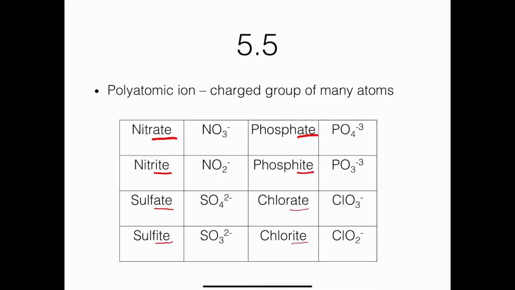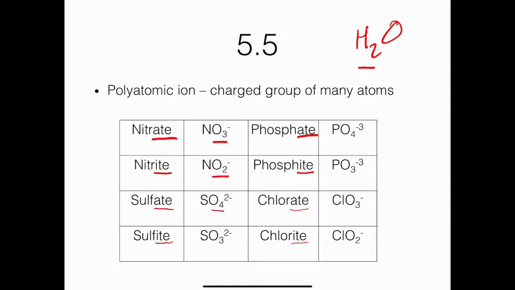So remember, when we look at a formula, something like H2O, we can see that the 2 means we have 2 hydrogen, and the implied 1 next to oxygen means that there's only 1 oxygen present. So looking at nitrate, we can see that we have 3 oxygen. Looking at nitrite, we can see we have 2 oxygen. So ite has 1 less oxygen than ate in every case.